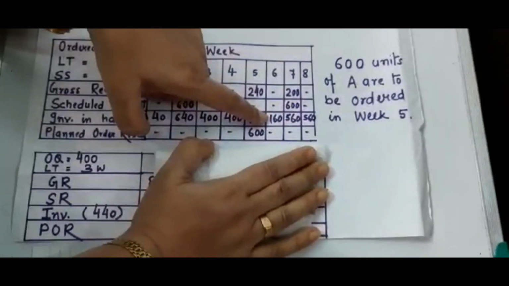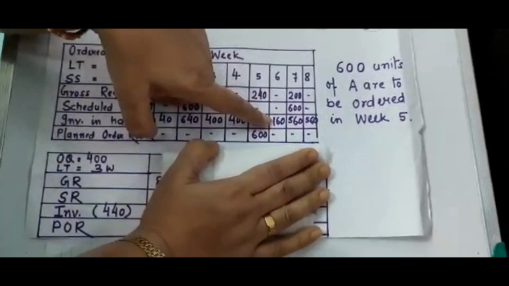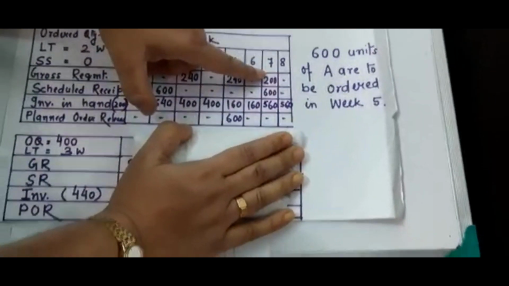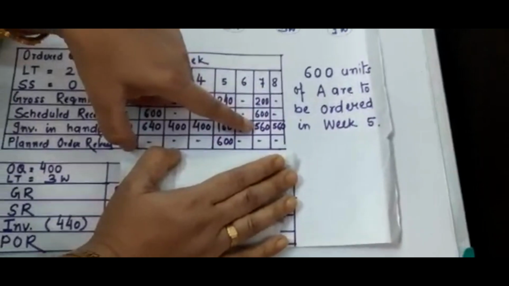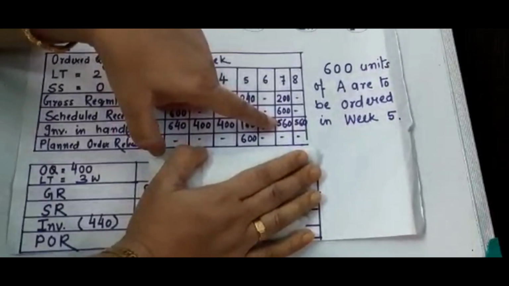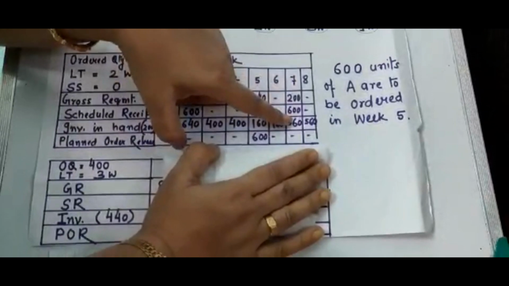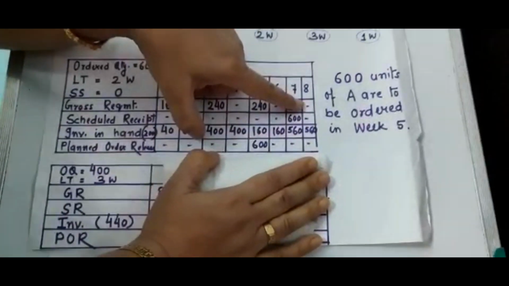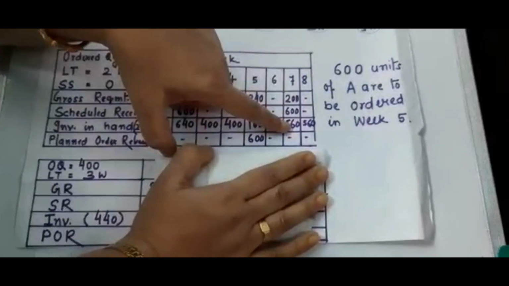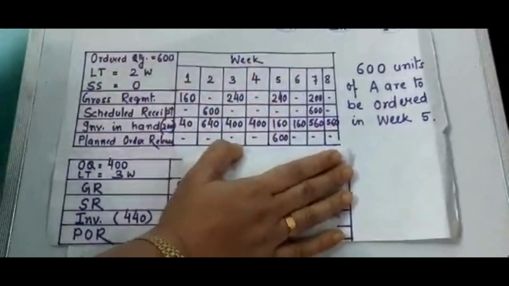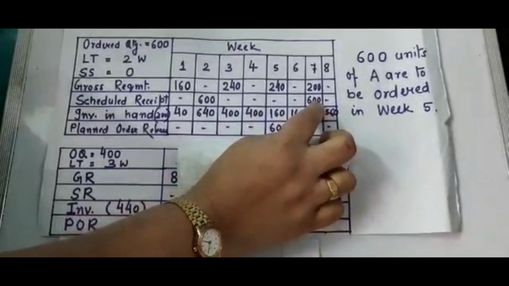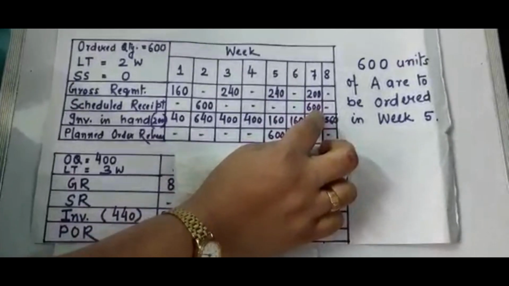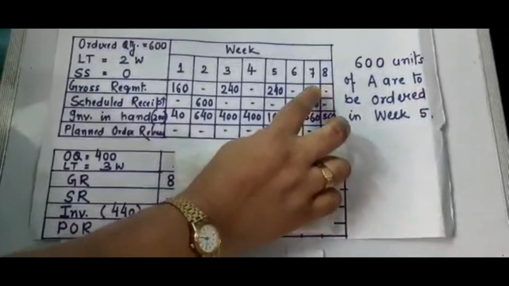160 I was holding as stock at the end of 6th week. So 160 plus 600, that is 760, minus 200 was the demand. So 560 I am holding as stock at the end of 7th week. There is no requirement in the 8th week. So I am continuing with the stock of 560 in the 8th week. Now just see, since 600 units I should schedule to receive in the 7th week, otherwise I will not be able to meet my requirement of 200 units.